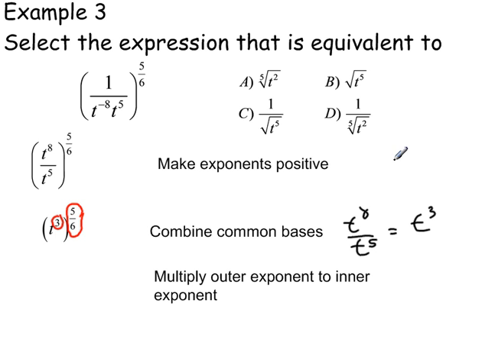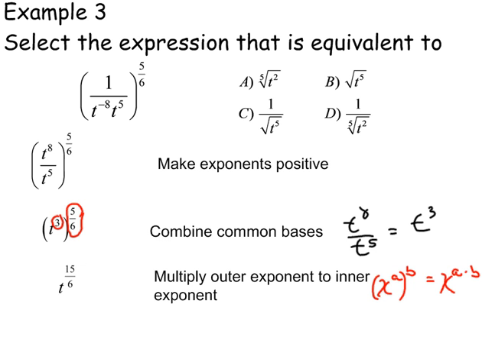And you know what rule we're using there? Remember that rule from the first video? I believe it was x to the a, raised to the b, is equal to, let me rewrite that, x to the a times b. So I'm using that rule. So you multiply the outer exponent to the inner exponent, and that's going to give you t to the 15 over 6.